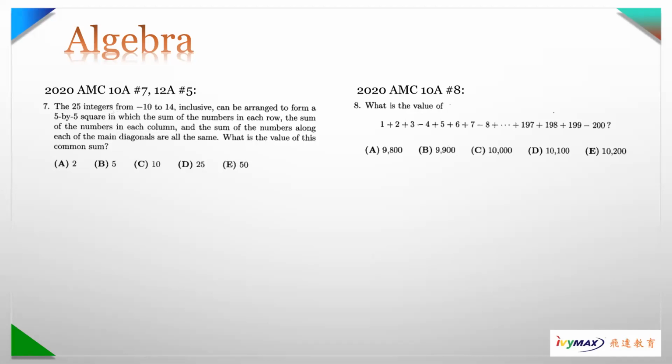Number 7 in 10A. So there are 25 integers from -10 to 14 inclusive that can be arranged to form a 5 by 5 square. We consider it a magic square, in which the sum of the numbers in each row, the sum of the numbers in each column, and the sum of the numbers along each of the main diagonals are all the same. So what is the value of this common sum? Okay, so they give you a series of integers, 25 of them in total.